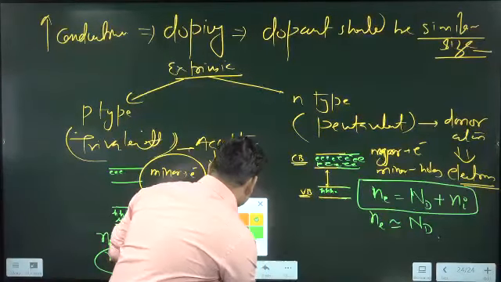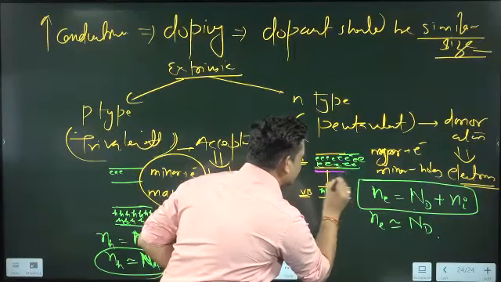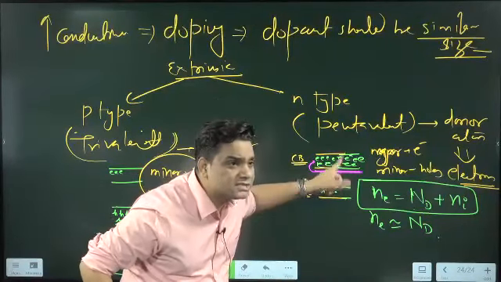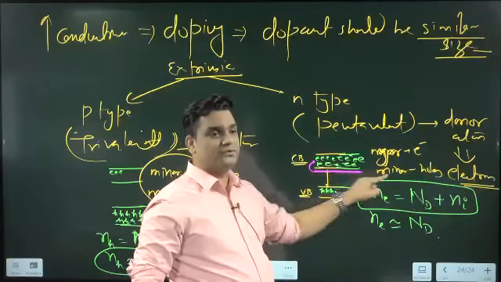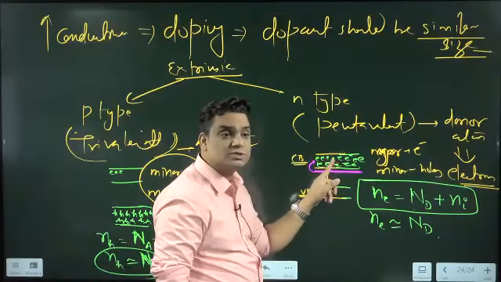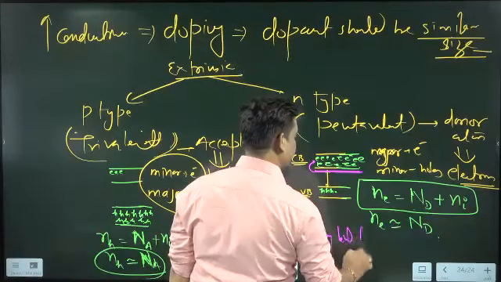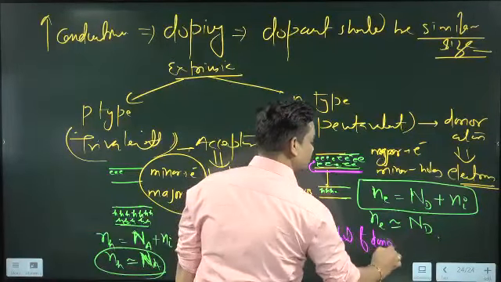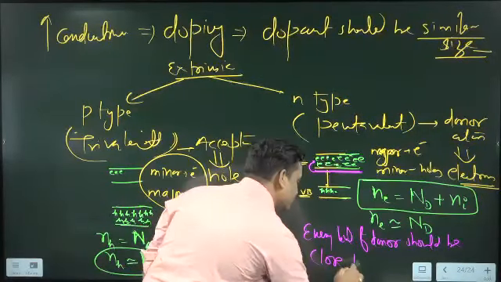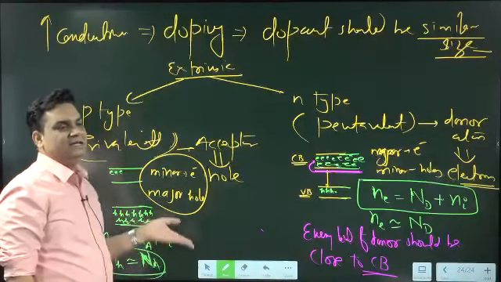What is the energy level of the donor atom? Because the donor atom has to donate to the conduction band, from here it has to donate. So should the energy level be close to the CB or VB? The energy level of the donor should be close to the CB. So you have to remember that the energy level of the donor should be close to CB.